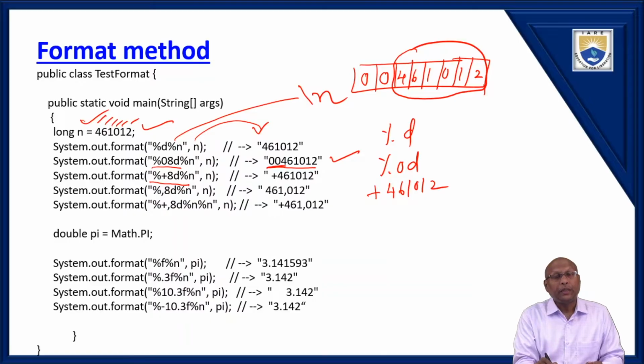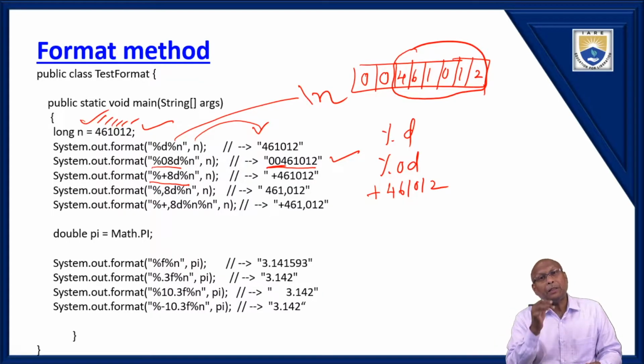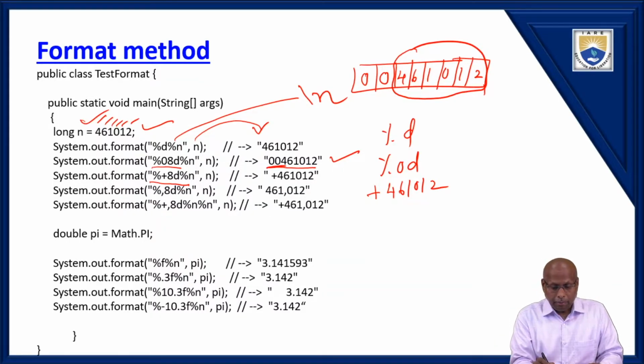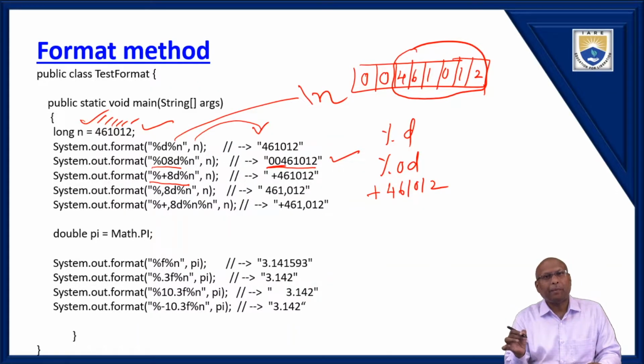Similarly, if you want to display with a comma specified, that means percentage comma 8D. So 461,012. That means after 1000 the comma should come, after lakhs some comma should come, after crore some comma should come. So in that case you can introduce this.